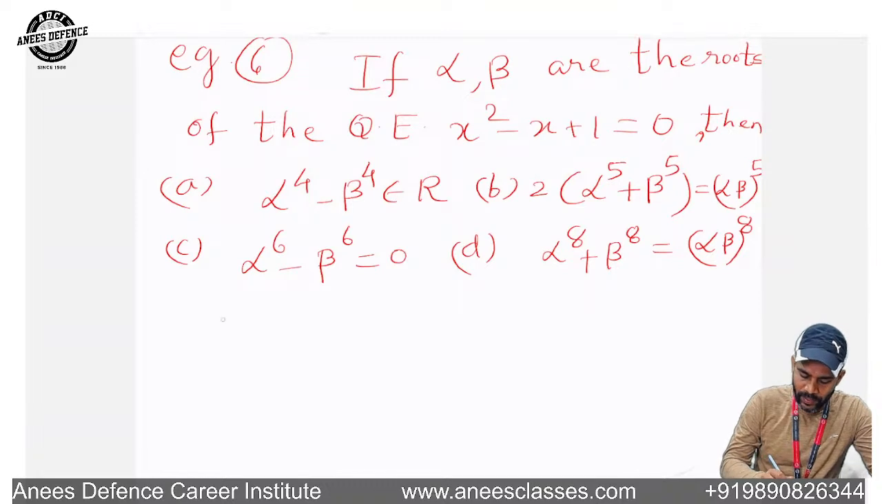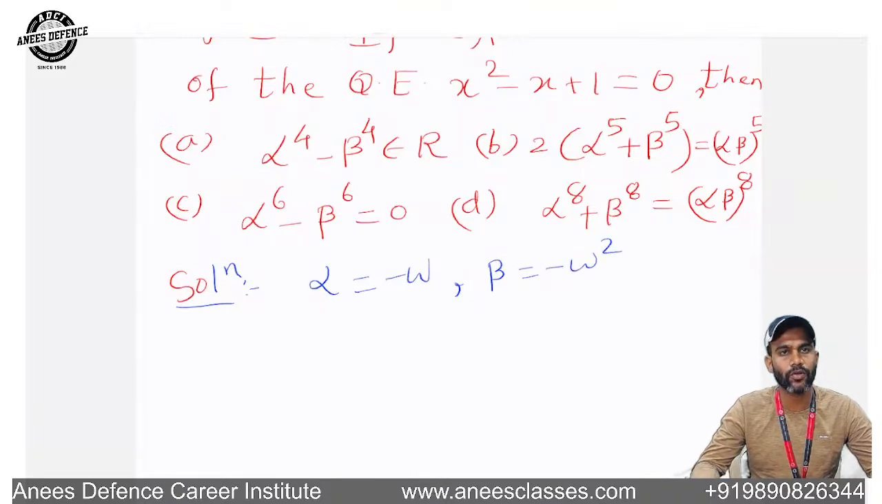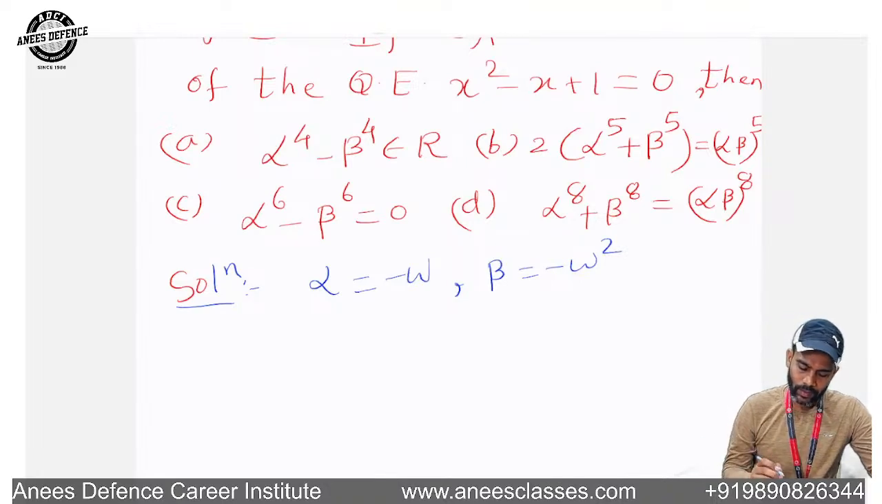What are the roots? Alpha is what? We already know. Alpha we can assume minus omega. Very good. Beta we can assume minus omega square. Yes or no? So the first option, if you see, alpha raised to 4 minus beta raised to 4. Alpha raised to 4 would be what? A option I'm checking.